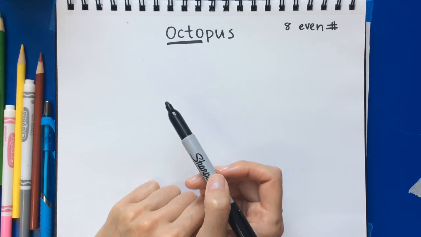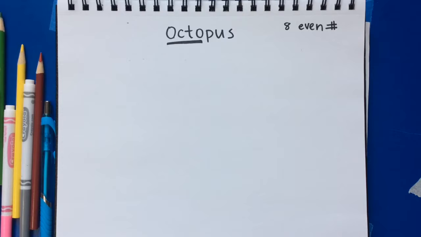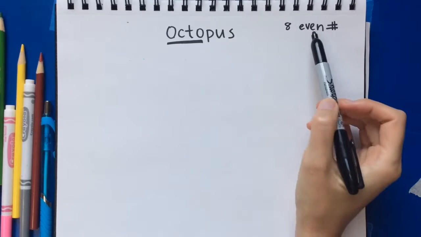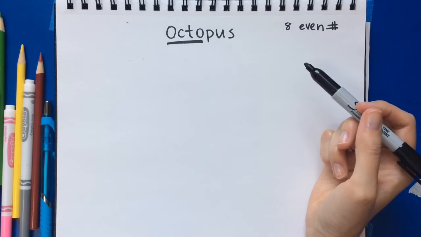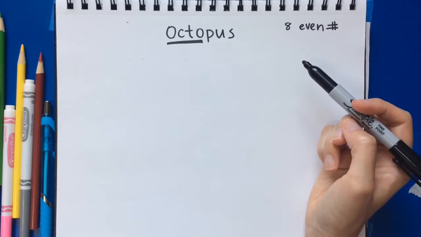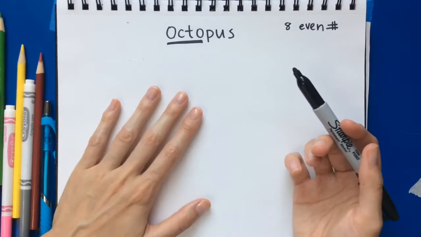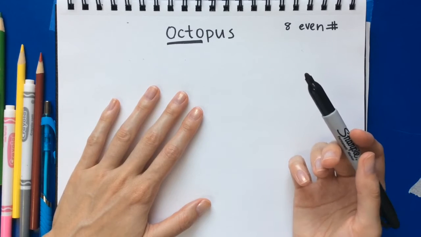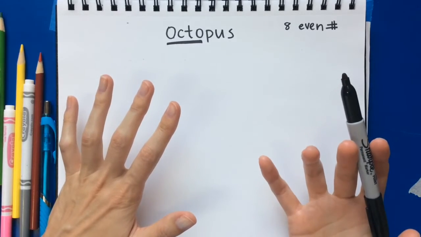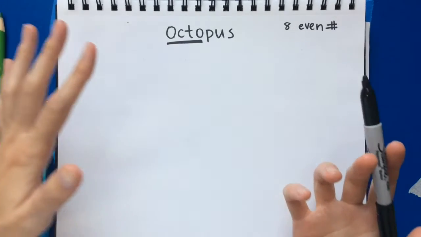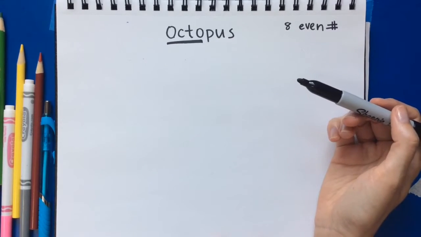So octo means 8. I also wanted to let you know that 8 is an even number. Every other number is an even number. So 2, 4, 6, 8, 10 are all even numbers. Most animals, you'll find, have elements that are in sets of 2. Like, for example, we have 2 legs, 2 arms, 2 eyes, we have 1 mouth. Things like that. So let's go ahead and get started.